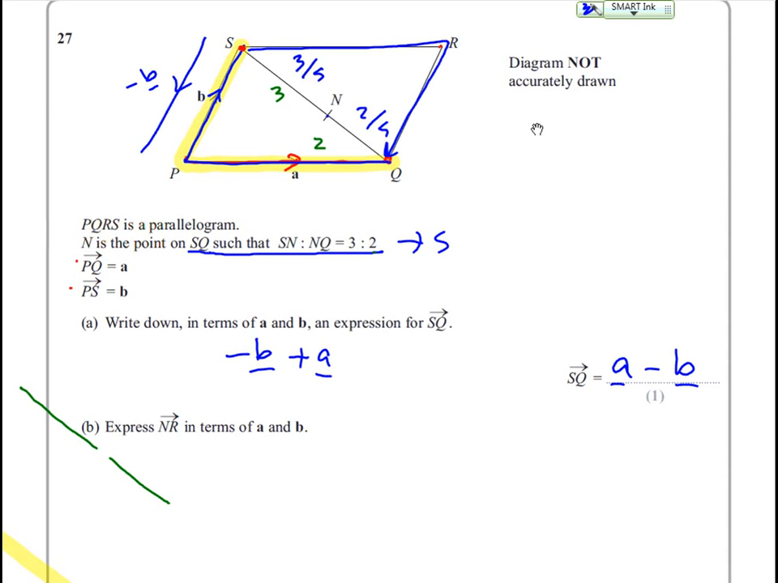An expression for NR in terms of A and B. So we want to go from N, which is here, and we want to get to R, which is here. Now, we have just found that S to Q is A minus B.